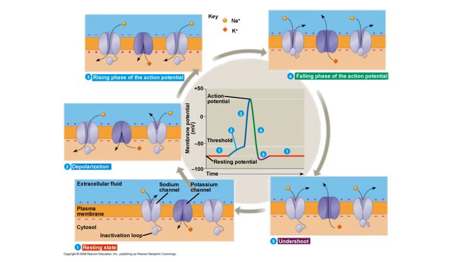And then in 4, the falling phase of the action potential, or repolarization, the sodium is no longer rushing into the cell and the potassium is rushing out of the cell, which is returning the cell membrane potential to the resting potential. And there's a little undershoot that's happening while potassium is still rushing out of the cell, and then we get back to membrane resting potential at negative 70 millivolts.